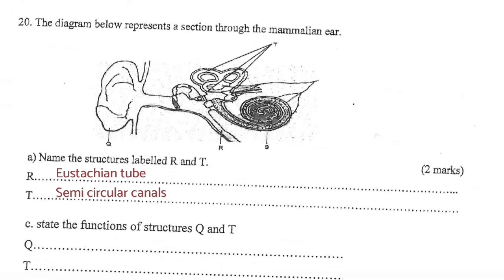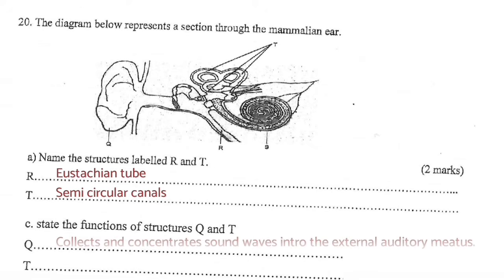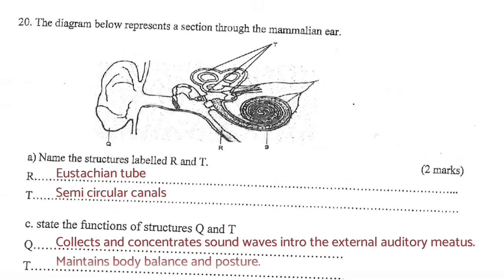Part C. State the functions of structures Q and T. So Q, that is our pinna. It collects and concentrates sound waves into the external auditory meatus. T, the semicircular canals, they maintain body balance and posture.